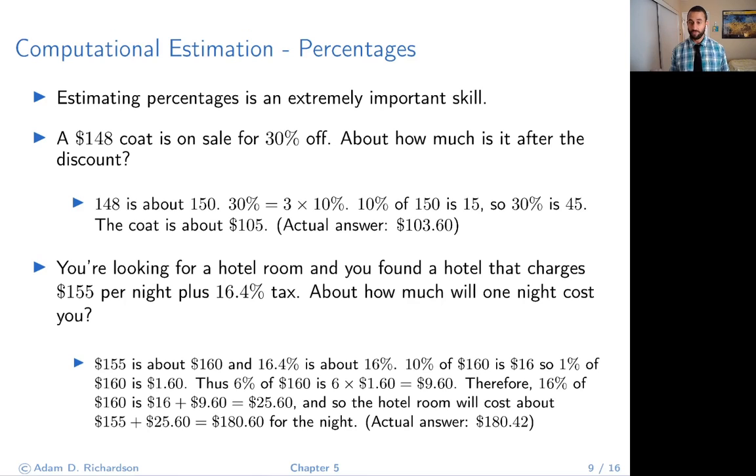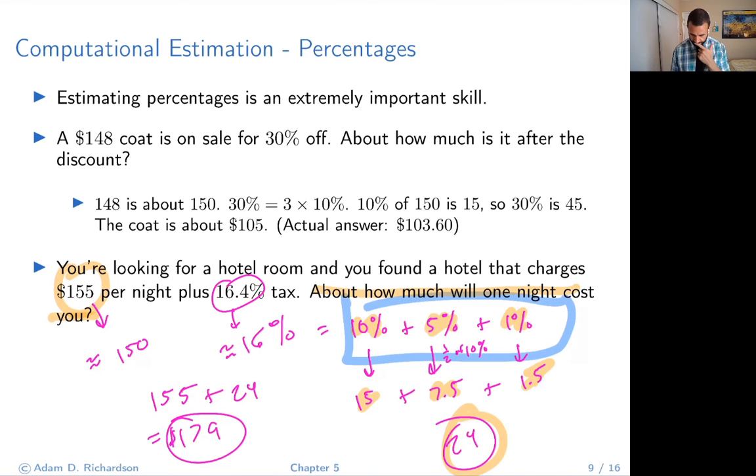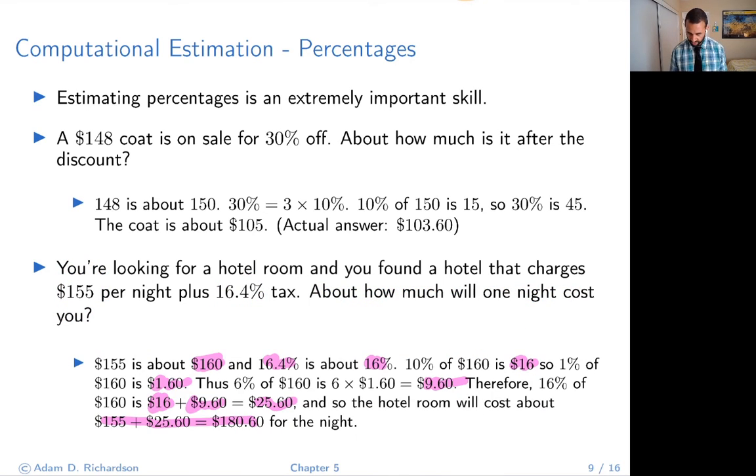Actual answer, 180.42. So even my previous estimate of 179 was, yeah, 179. I was off by, oh no, I'm sorry, not less than $1. I was off by $1.42. That I think I could scrounge if I'm getting a hotel room for 155 bucks. I can find an extra buck somewhere. Okay, so estimating with percentages is really fun.